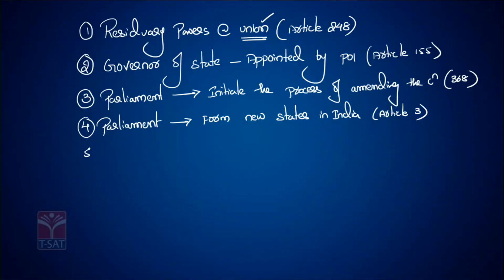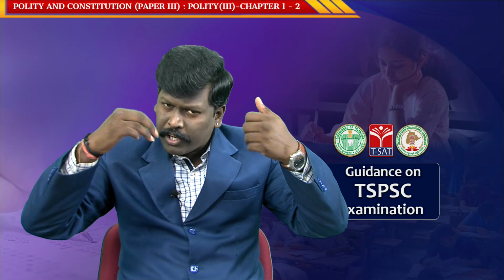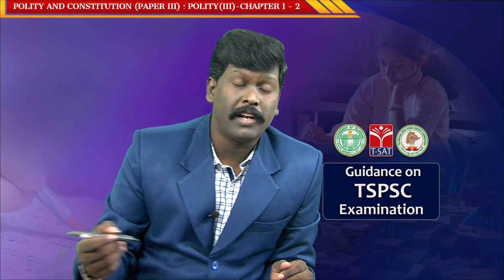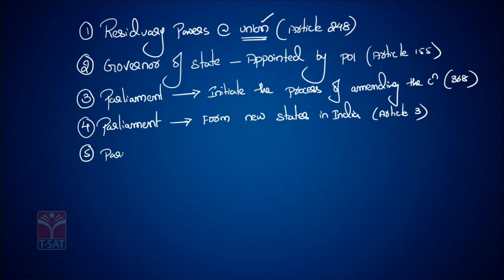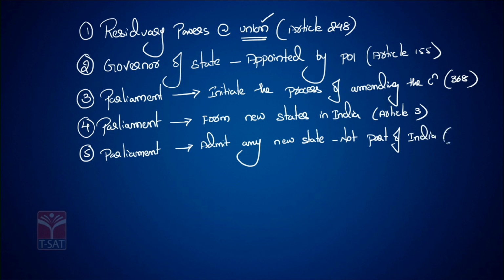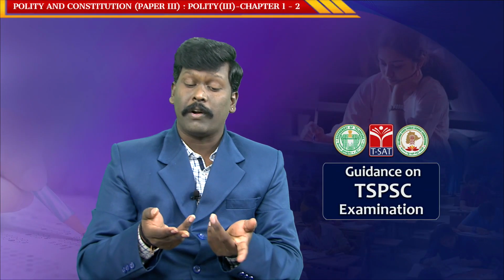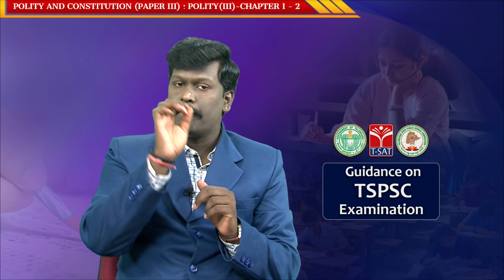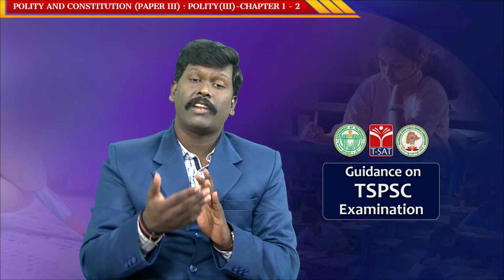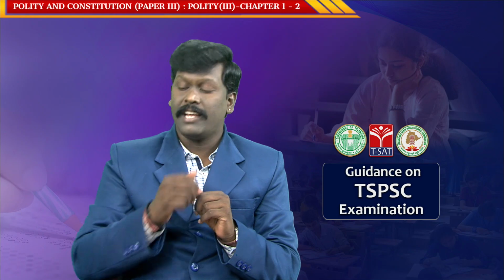Point number 5. Now, this is important. Suppose you want to admit any new state which is not at all part of India. Who has the authority to admit a new state which is not part of India? Parliament has the authority to admit any new state which is not part of India, according to Article 2 of the Constitution. Article 2 says it is the Union which has the authority to admit a new state which is not part of the Indian Union before. Parliament may by law admit or establish any new state which is not part of the Indian Union before.